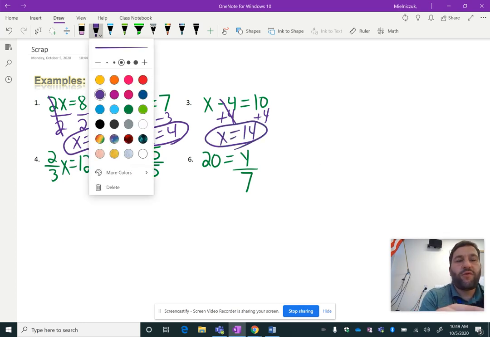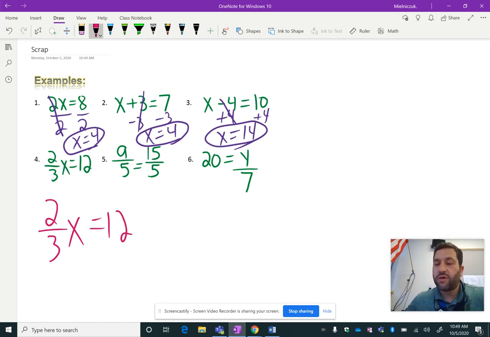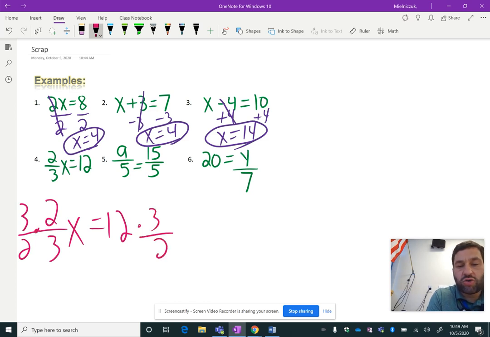Okay, so for number 4, I'm just going to rewrite it down below so I have a little bit more room. How do you get rid of a fraction? It's 2/3 times x. So to get rid of it, you multiply by its reciprocal, which is basically taking the fraction and turning it upside down. And you make sure you do that on each side. So these cancel each other, leaving you with x equals, well, let's see, 12 times 3 is 36. 36 divided by 2 is 18.